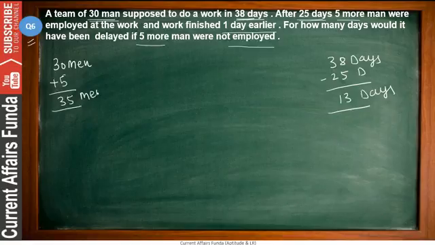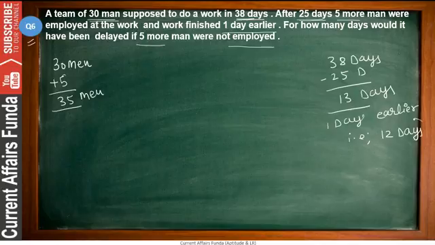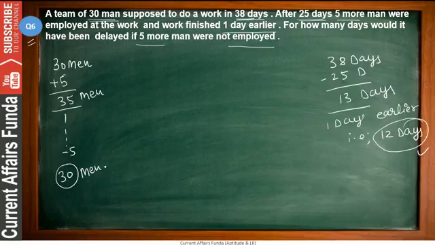35 men. Okay, and the next line is saying the work finished 1 day earlier, that means if our work would complete in 13 days, then 1 day earlier, it will be 12 days, in 12 days. Okay, so I will circle this one. For how many days would it have been delayed if 5 more men were not employed? That means you should reduce the 5 men, so in the end only 30 men will be available.